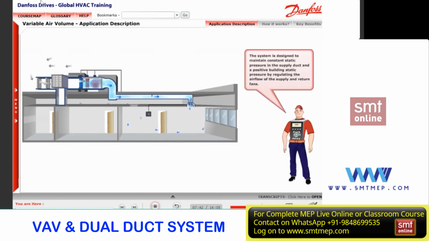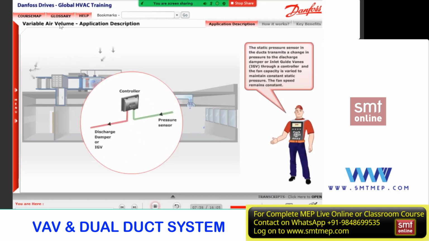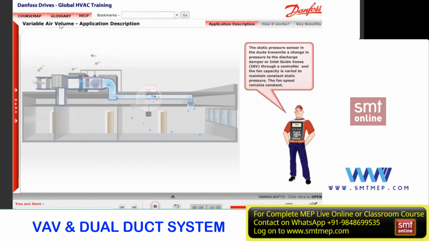The system is designed to maintain constant static pressure in the supply duct and a positive building static pressure by regulating the airflow of the supply and return fans. The static pressure sensor in the ducts transmits a change in pressure to the discharge damper, or inlet guide vanes, through a controller, and the fan capacity is varied to maintain constant static pressure. The fan speed remains constant.